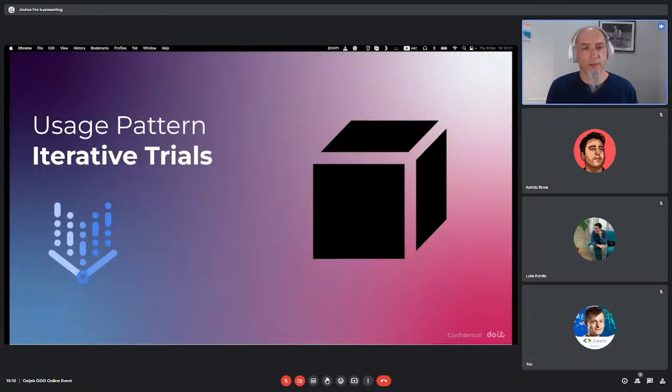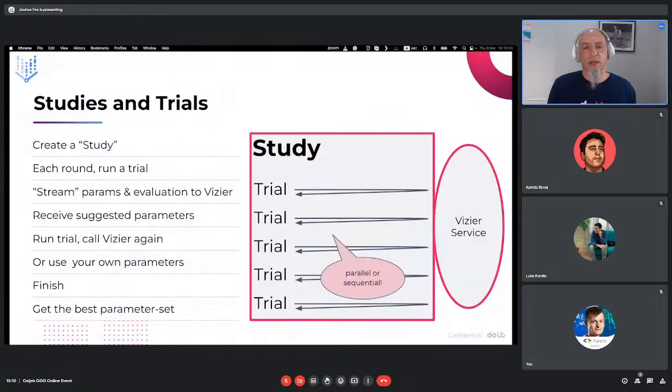So this is the usage pattern with iterative trials. In Vizier, you create a study, and you run multiple trials. Each time you tell Vizier, you stream back how good it was, the evaluation, the metric. For example, balanced accuracy in the case of machine learning. Another example might be revenue for an A/B test. And you also tell Vizier what parameters you use.